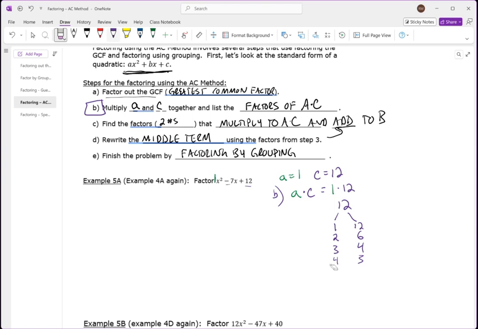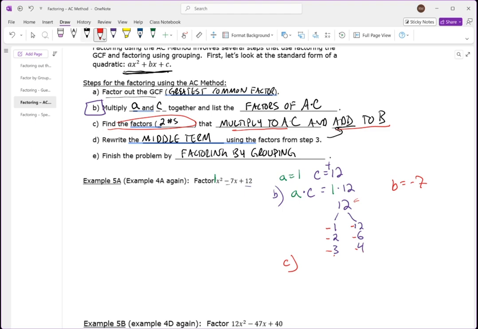But in this case, I'm looking at it and they need to multiply to be a positive number and add. So let's see what my b value is: negative 7. So in step C, I want to find the two factors that multiply to AC and add to B. Now, since B is negative, all of these values have to be negative, because then a negative 3 times a negative 3 will give me a positive 12.